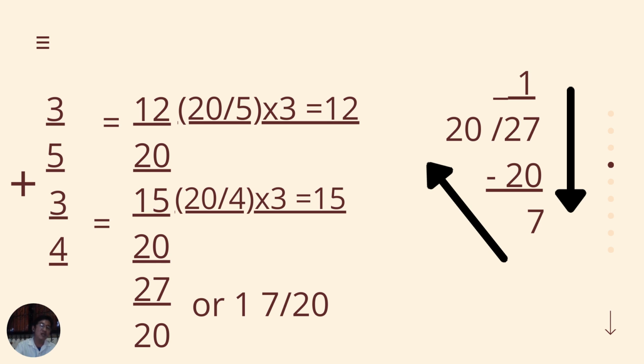Again, we have an answer which is an improper fraction. We have to divide 27 by 20, which is equal to 1. 1 times 20 is equal to 20. Then subtract, and we have 7. So we have our whole number, which is 1, and your remainder will become your numerator, and your divisor will become your denominator. So 27/20 is equal to 1 and 7/20.